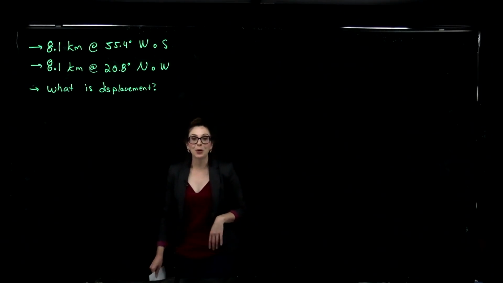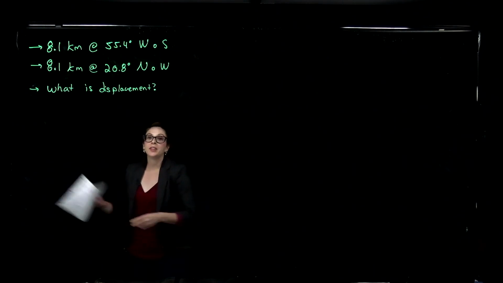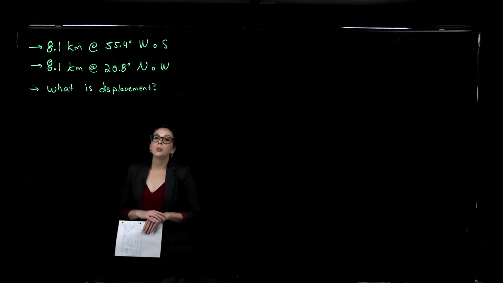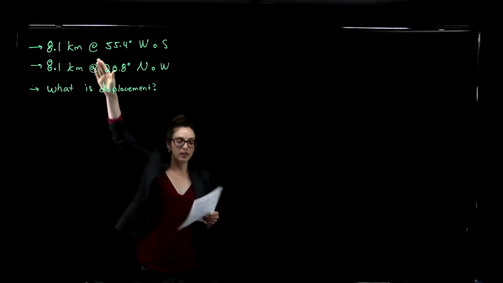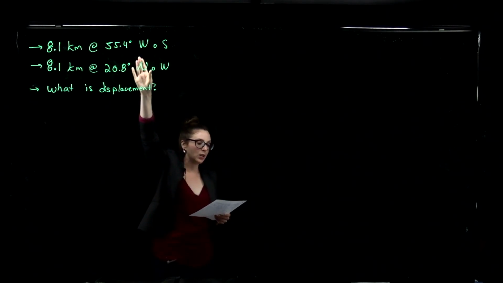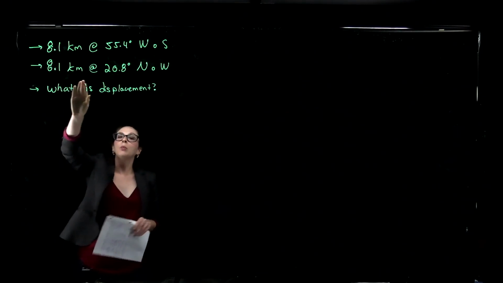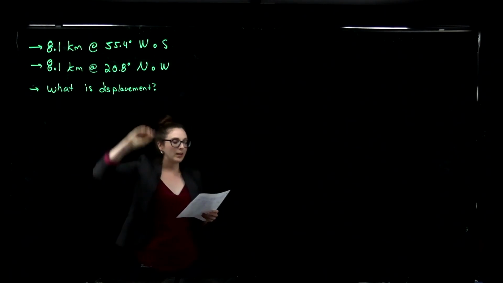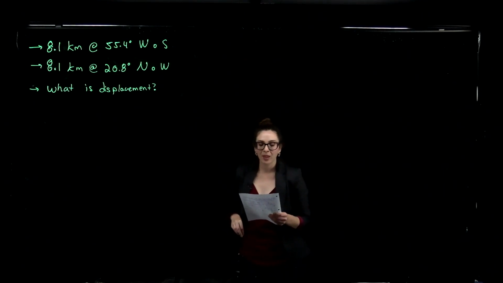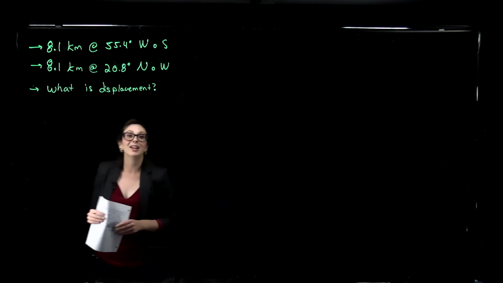All right, now this problem is just a slightly more complicated version of the other displacement problem that we did. For this one, we're going to be walking 8.1 kilometers in a direction of 55.4 degrees west of south. And then from there, we're going to go 8.1 kilometers at 20.8 degrees north of west. How far are you from your starting point at the end of your journey?